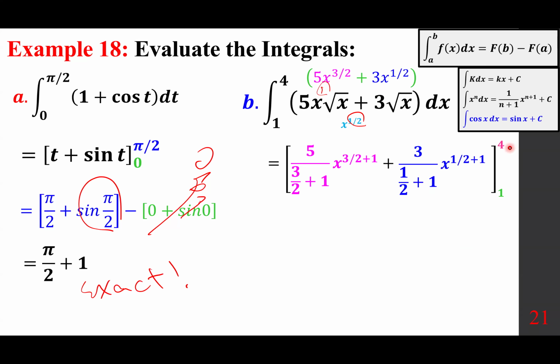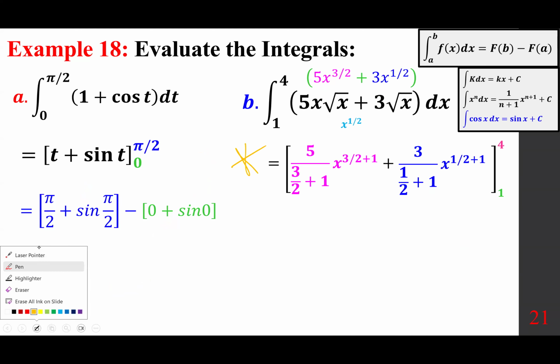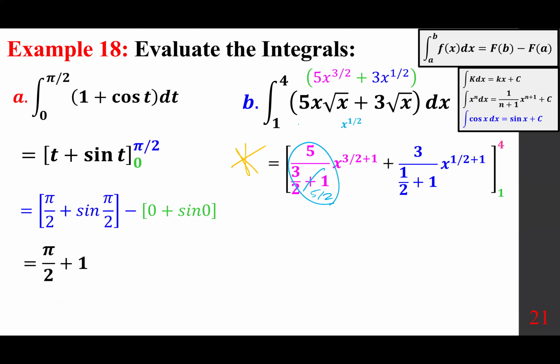And believe it or not, this is the only calculus step. Everything else was algebra. Everything from here on is algebra. Plug in number 4 and plug in number 1. Before we do that, we notice this is 5/2. 5 divided by that is 2. This is 3/2. And this one is also 2.